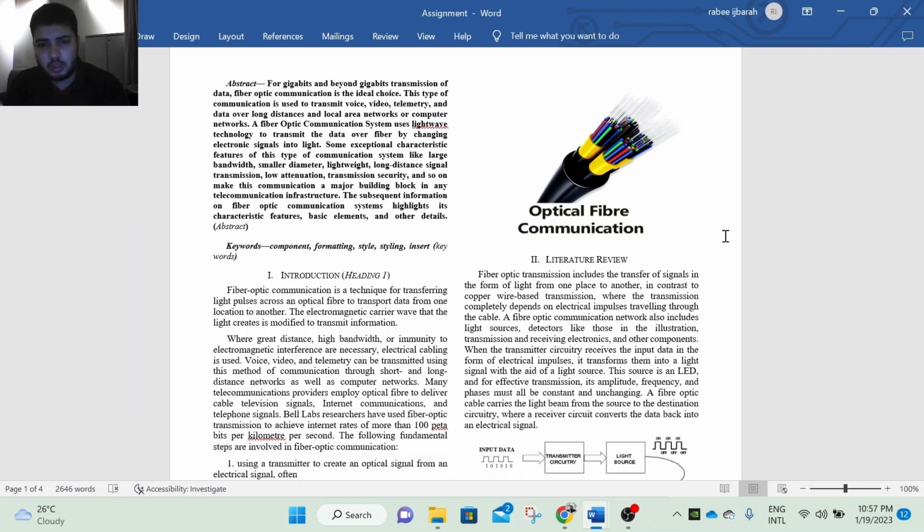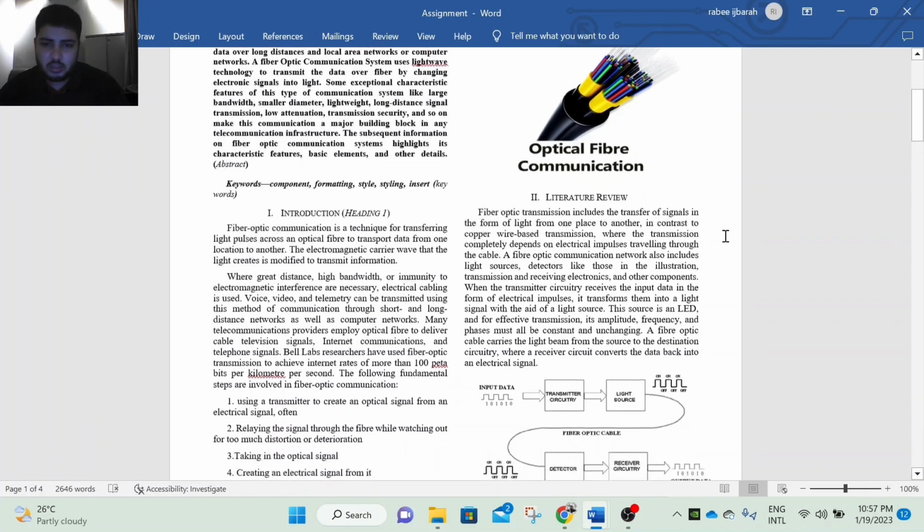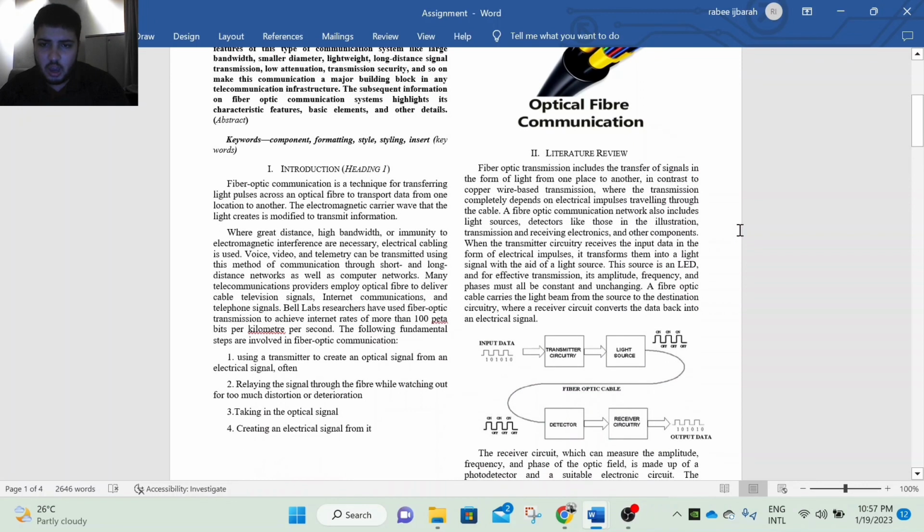When the transmitter successfully receives the input data in the form of electrical impulses, it transforms them into light signals with the aid of the light source. This source is an LED, and for effective transmission its amplitude, frequency, and phase must all be constant and unchanging.